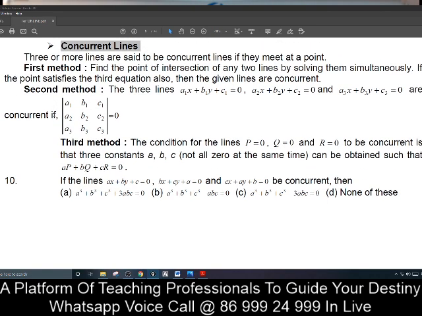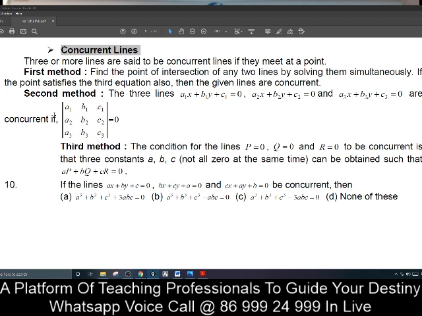Next, please. Concurrent lines. Set up concurrent lines.